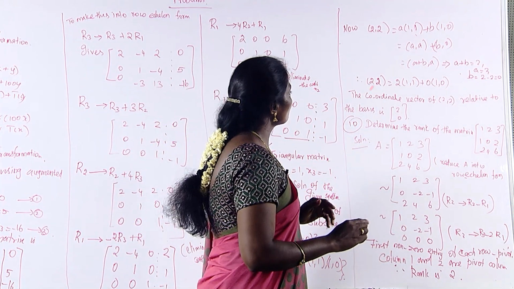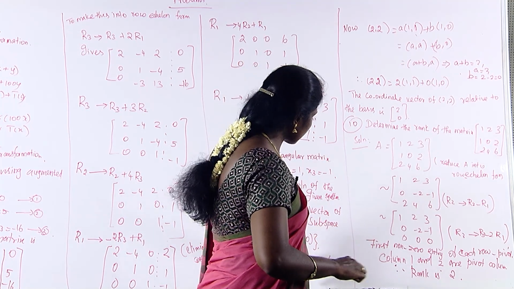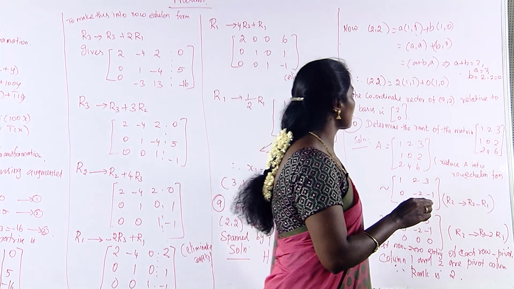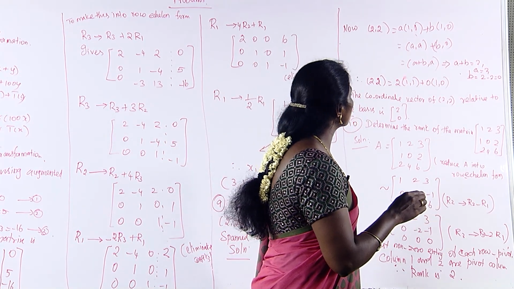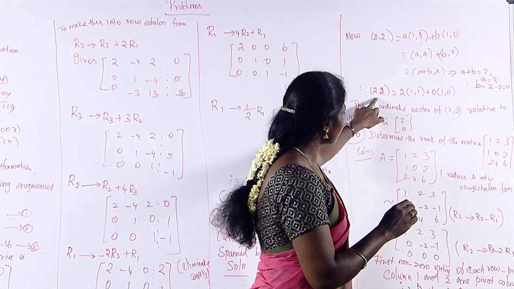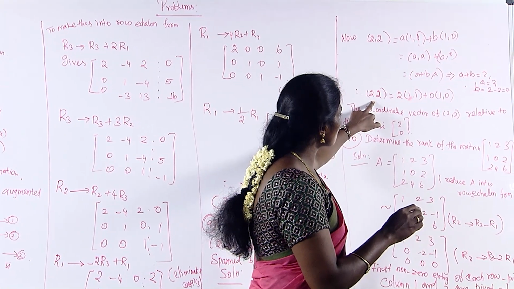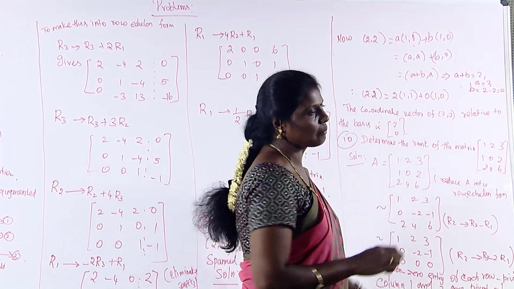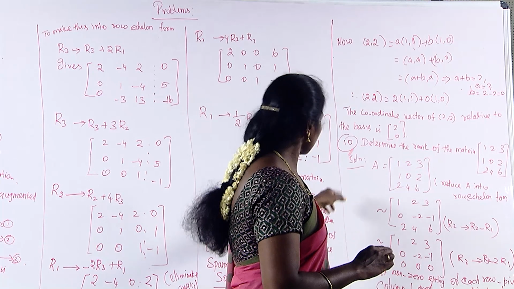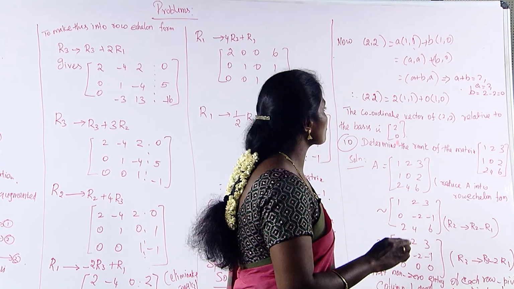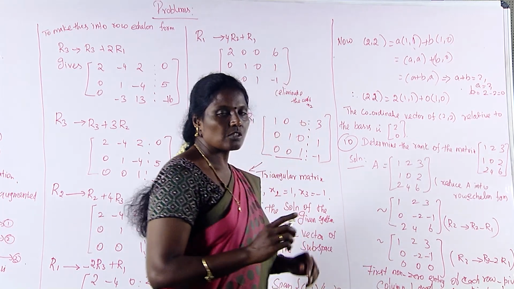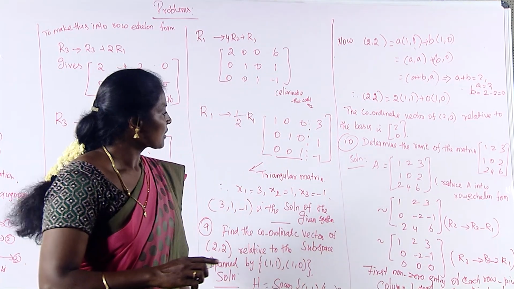So, now (2, 2) can be written as a linear combination of these two elements, that is (1, 1) and (1, 0). How? 2 times (1, 1) plus 0 times (1, 0). We can check it, because (2, 2) equals 2 times (1, 1) plus 0 times (1, 0). So, the coordinate vector of (2, 2) related to this basis is (2, 0), because the A value is 2 and the B value is 0. So, this is the coordinate vector.